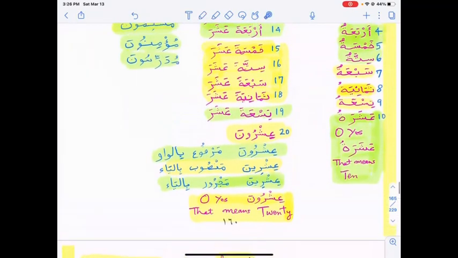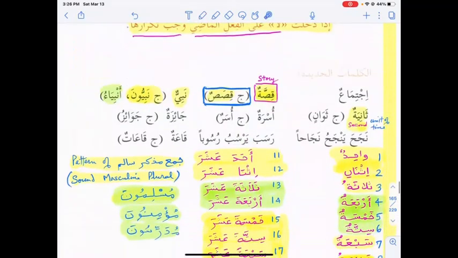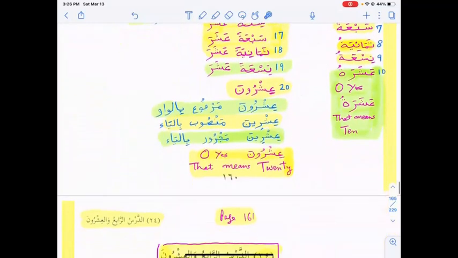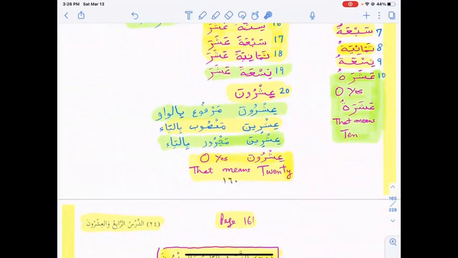One more time. Wahid, isnani, salasa. Arba, khamsa, sitta. Sab'a, samaniya, tisa. Ashara. Oh yes, Ashara. That means 10.